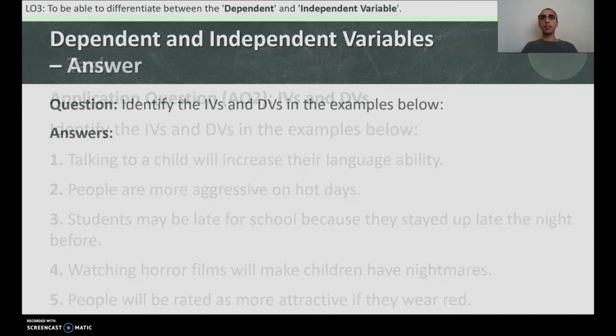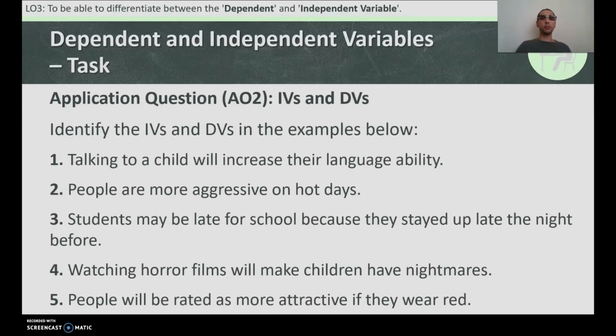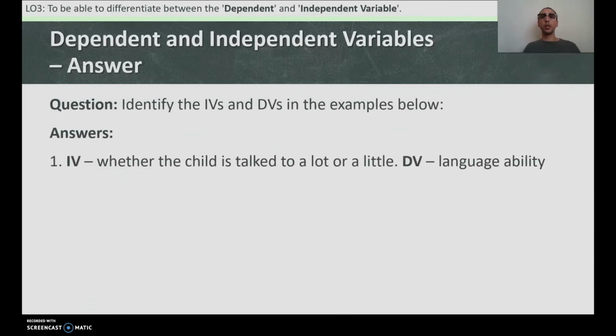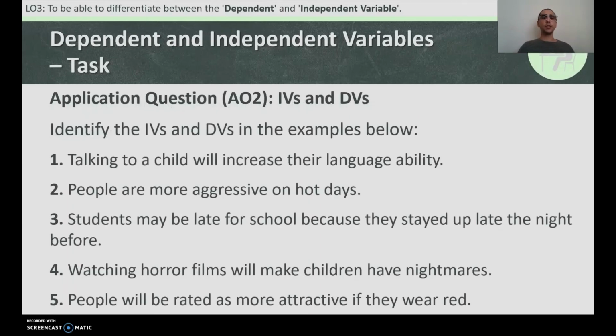So let's see if we got that one right. We'll do number one. The IV is whether the child is talked to a lot or a little, and the DV is the language ability. So there we go. Let's do the rest of them now.